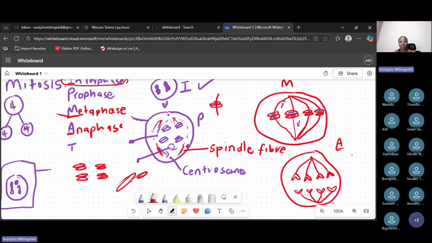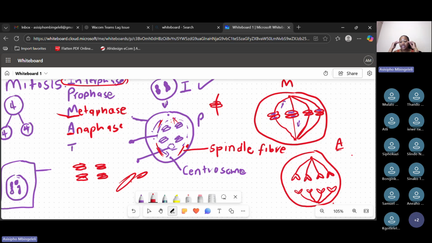It's easy for us to see the differences between the phases that I've already drawn. In prophase, the chromosomes were just floating in the nucleoplasm. There was a dotted line showing us that the nuclear membrane was disappearing, the nucleolus was disappearing, and spindle fibers were being formed. In metaphase, the chromosomes were aligned singly in the middle of the equator.